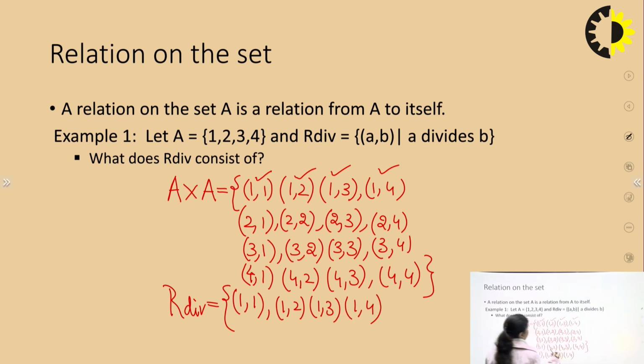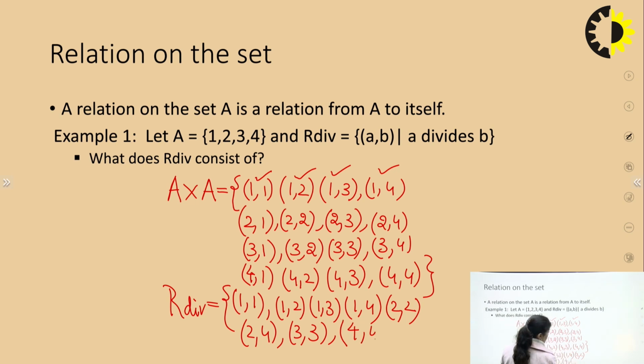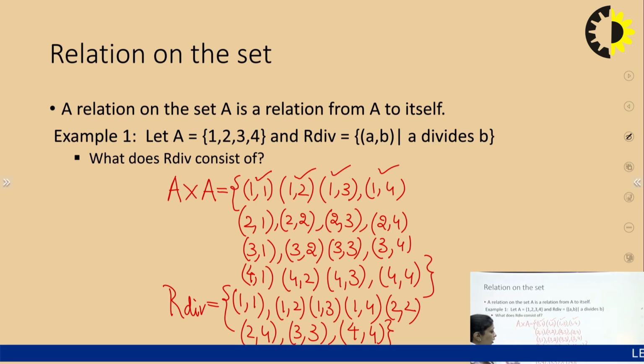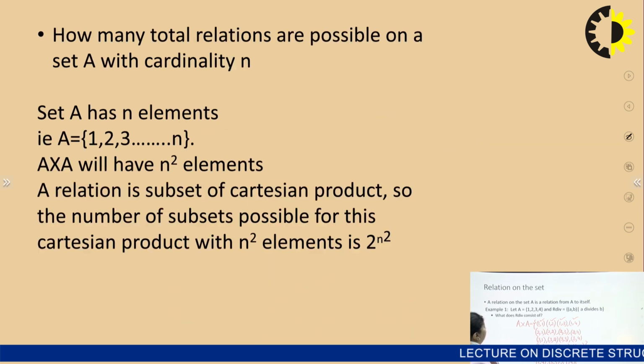Now what else can be there? 2 divides 2, so (2, 2) will be in relation. Then 2 even divides 4. Divides means that my remainder should be 0. It should completely divide. Then 3 divides 3, and then 4 divides 4. So these are my pairs which are going to be in relation. So the relation RDEV will be defined by these pairs. This is how we define a relation on a single set.